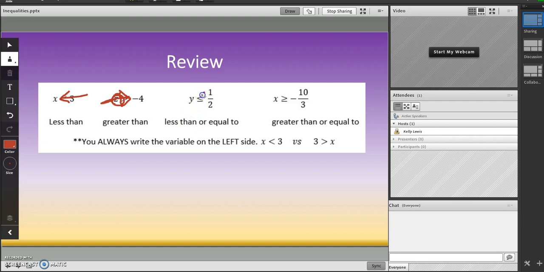We have less than or equal to. It's less than and then the equal to. And then we have greater than with the equal to. You always need to write your variable on the left versus over here with the variables on the right.